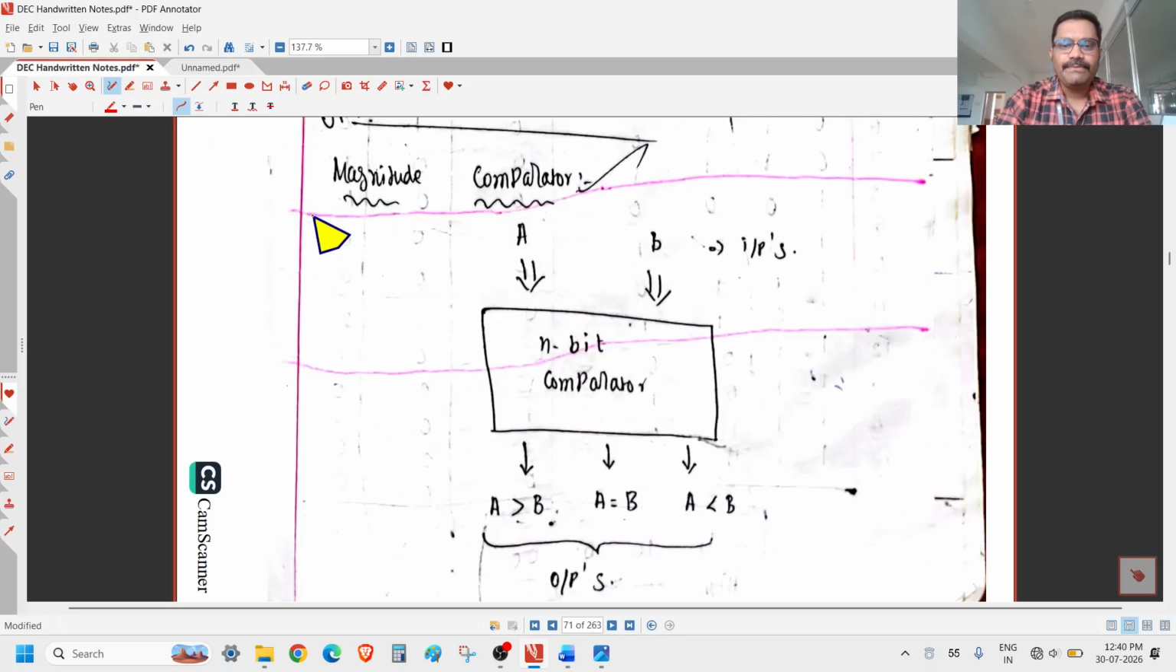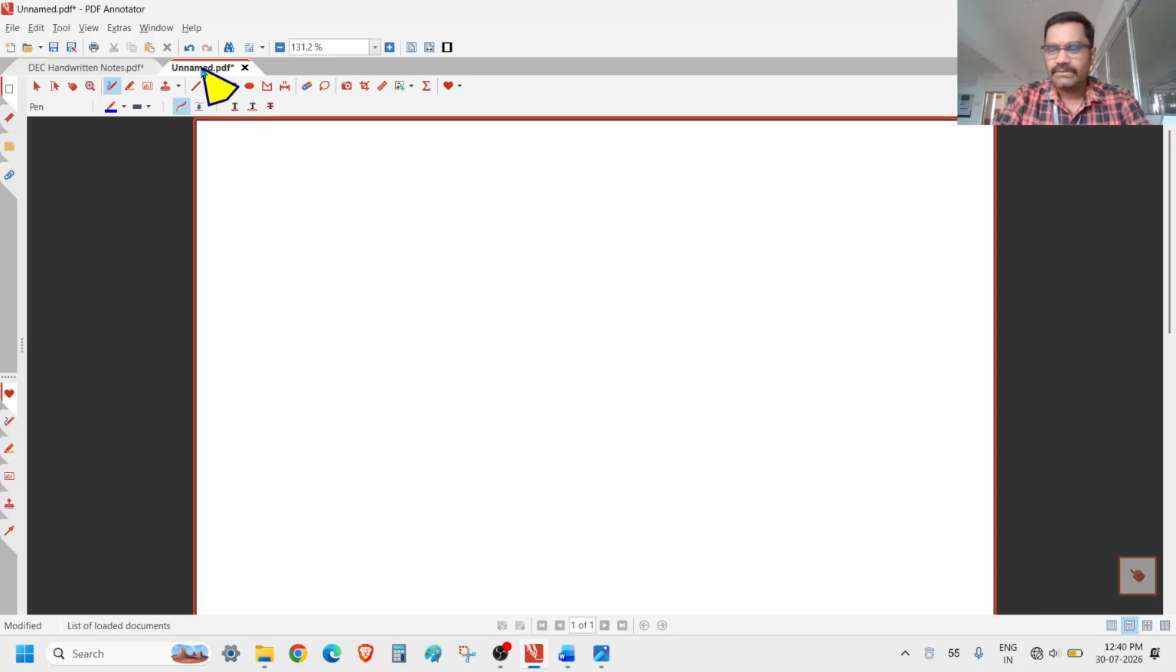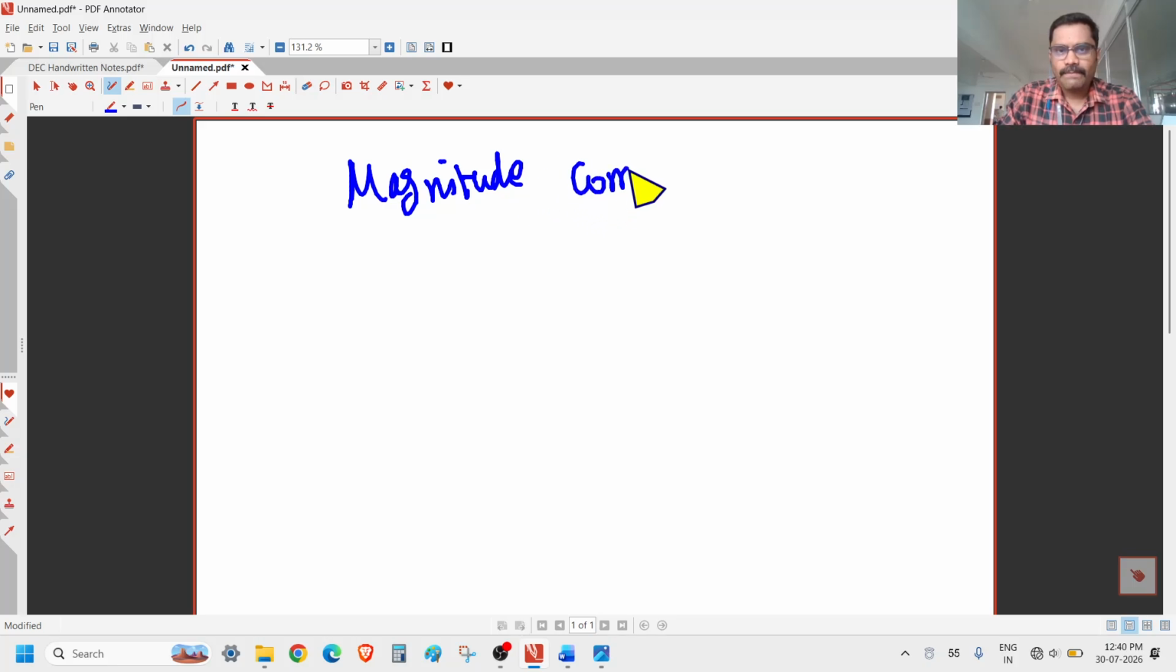So this is the basic block diagram of a magnitude comparator. It contains two inputs and delivers three outputs. A and B are the two inputs, and A greater than B, A equal to B, and A less than B are the outputs, right? Before entering into the magnitude comparator, I will discuss some basics of the magnitude comparator.